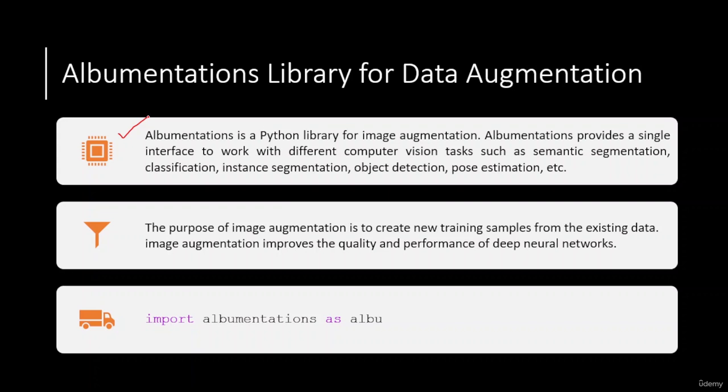Image augmentation is a process of creating new training examples from the existing ones. To make new samples, you slightly change the original image. For instance, you could make a new image a little brighter, you could cut a piece from the original image, you could make a new image by mirroring the original one. So as a result, image augmentation improves the quality and performance of deep neural networks. To perform the transformations and the augmentation, you need to import the Albumentations library in Python.